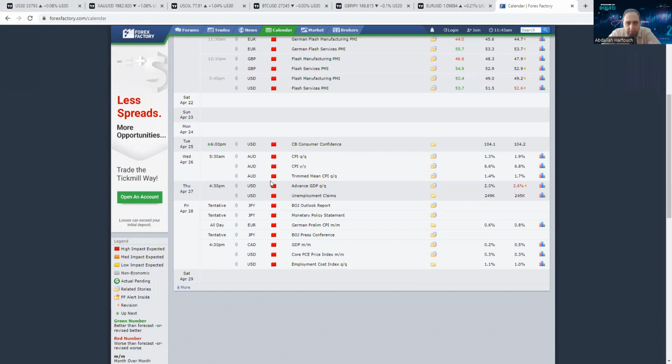CPI quarterly and CPI yearly on the Australian dollar. For people trading the Australian dollar, you have to be careful. USD advanced GDP quarterly 4:30 p.m. Thursday. And we have the Bank of Japan Friday. All day will be a day for Japan mainly, and Euro, German preliminary CPI all day. So next Friday also will be a volatile day. 4:30 p.m. GDP monthly Canadian, core PCE price index, and employment cost index on USD.